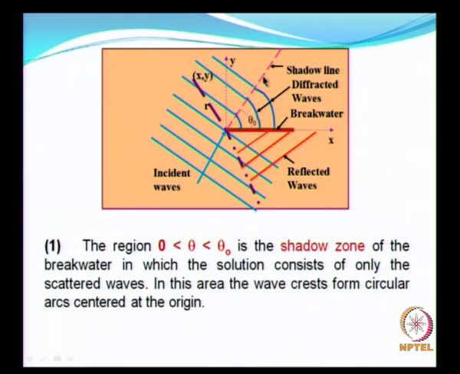This area or this zone is going to be having the bending of wave fronts, and these are the diffracted waves. Again please remember that we are talking only about a constant water depth. So now what is the next zone? So the first zone is theta from 0 to theta naught, which is the shadow zone, presence of only the diffracted wave fronts.